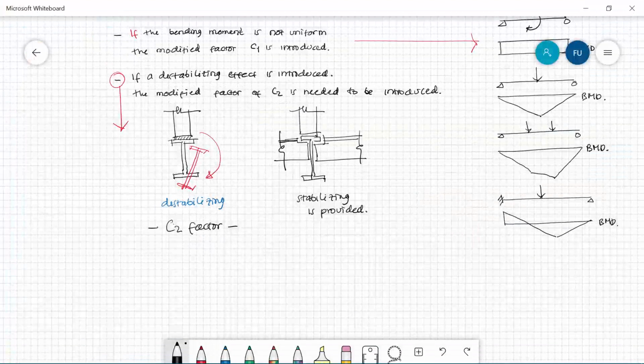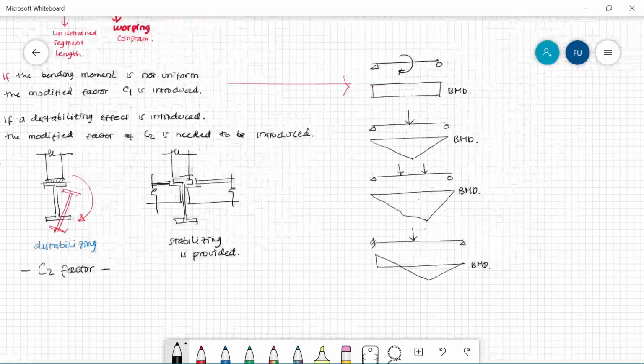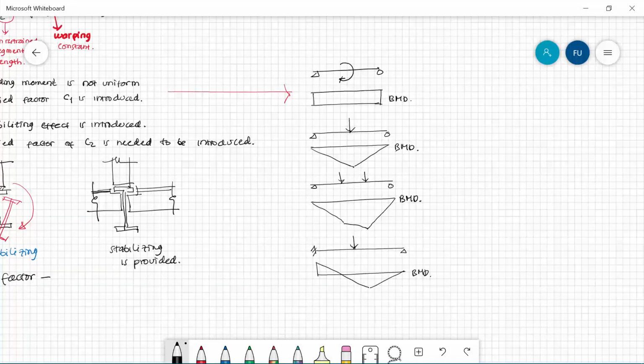Okay, let me continue our discussion. So, for modified factor C1 due to non-uniform bending moment. For the bending moment diagram that is equal or uniform along the beam, the value of C1 is equal to 1.0.